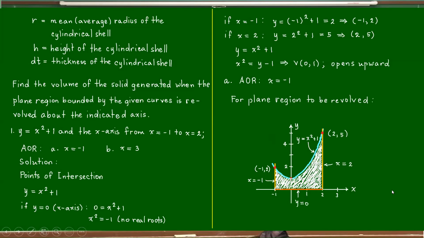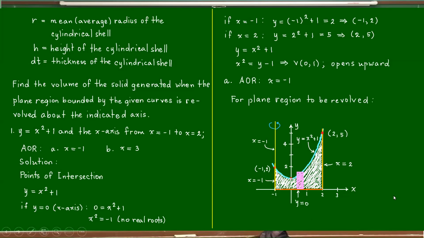The appropriate element here is vertical. So when revolved about the line x equals -1, as expected, since this is parallel to the axis of revolution, the volume element that can be formed is a cylindrical shell. Okay? So with height, y higher minus y lower, which happens to be 0, we get x squared plus 1 as the height. And the mean radius is given by x minus -1, so x plus 1, okay? Which will be useful later.